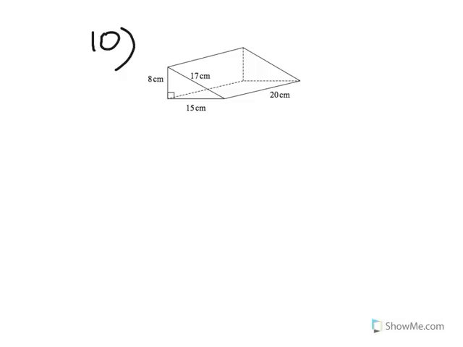Alright, question 10, the last question for this part. You're being asked to find the surface area of the prism. Now, they've given you all the lengths and this is all you need. So the surface area is nothing but the outside area. So first of all, let's split this shape up.